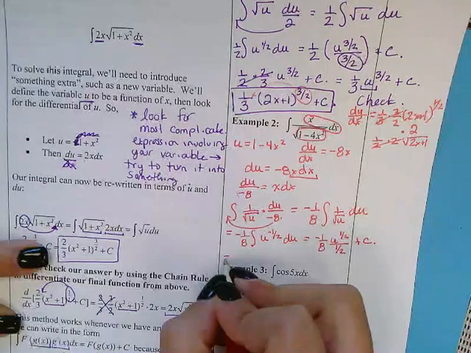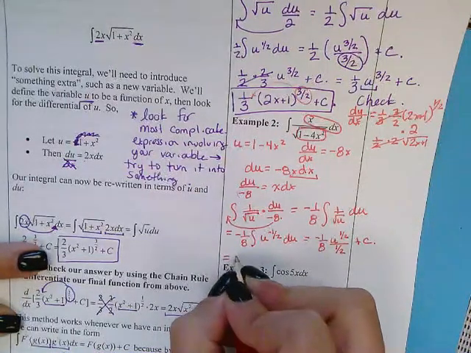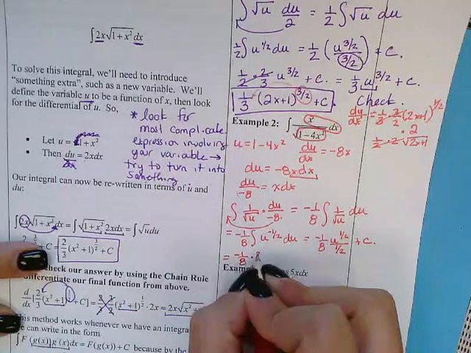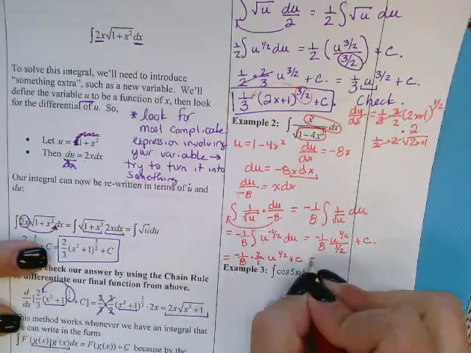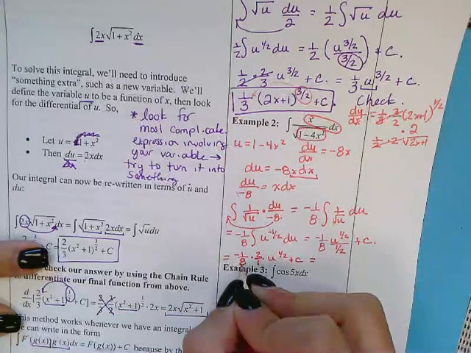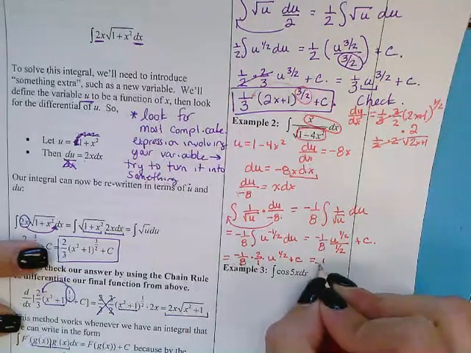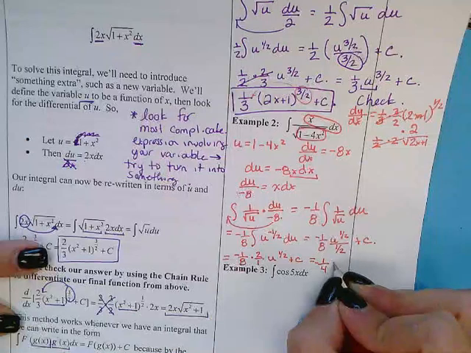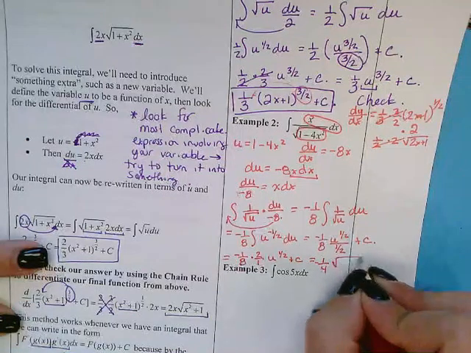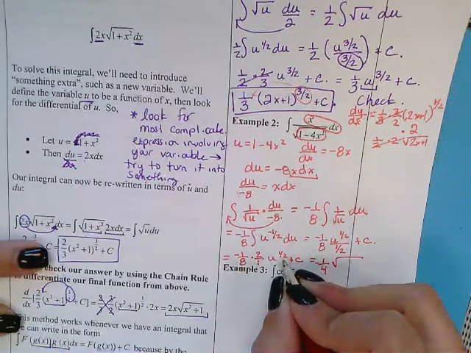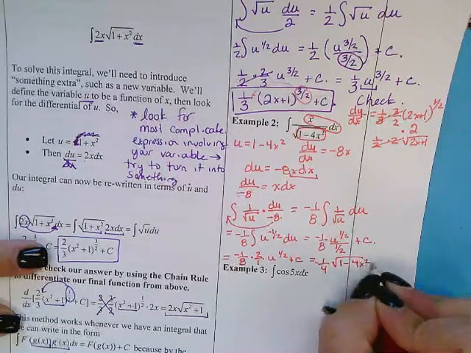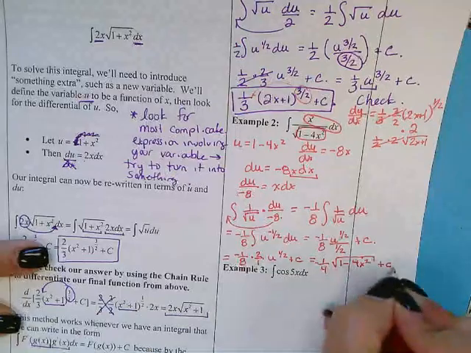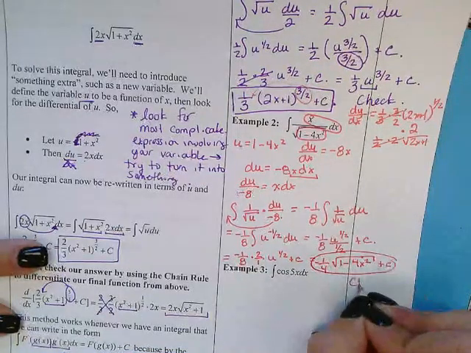Clean that up and then replace the u, so you end up with negative 1/8 times 2 over 1, u to the 1/2 plus c. This becomes negative 1/4 of the square root, because that's what 1/2 is, and what was u? 1 minus 4x squared plus c. So there's my answer. I want you guys to check this.